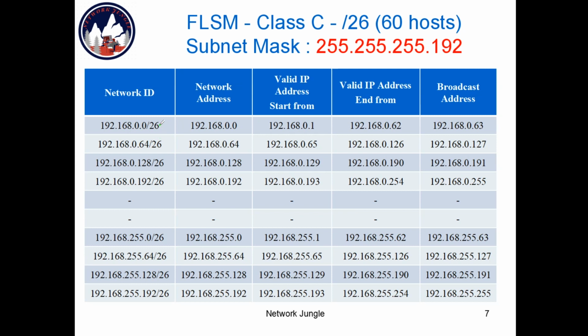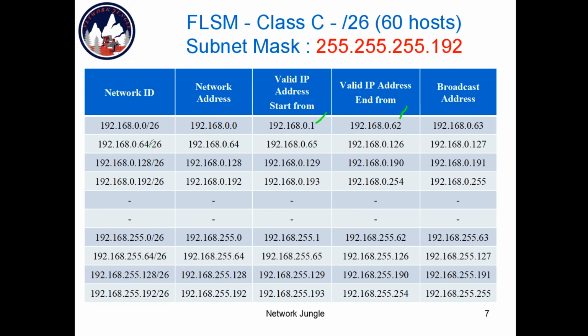For /26, there are 26 bits in the network portion and the remaining 6 bits in the host portion. Already we discussed. So 192.160.0.0 is the network address. Then .1 is the first valid IP address, from 1 to 62. So 1 to 62 means 6 bits in the host portion, and we can assign these to network devices. Then 63 is the broadcast address.